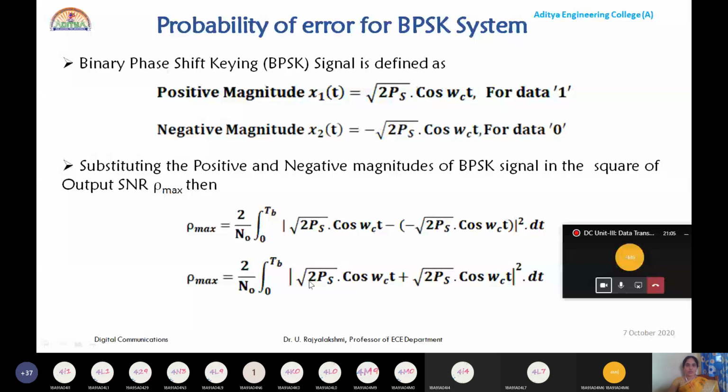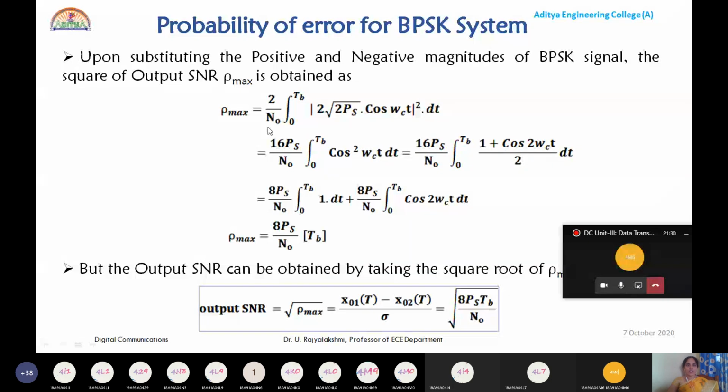It leads to a positive component. So root 2 PS into cos omega CT plus root 2 PS into cos omega CT, whole square, the magnitude square of this whole function. So let us simplify this expression so that you can get the square of output SNR. Okay, we can move to the next slide.